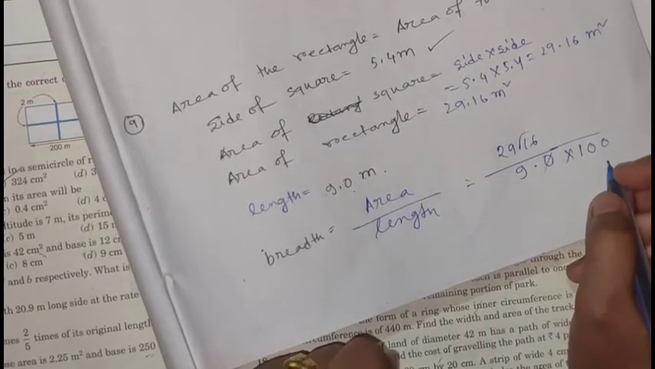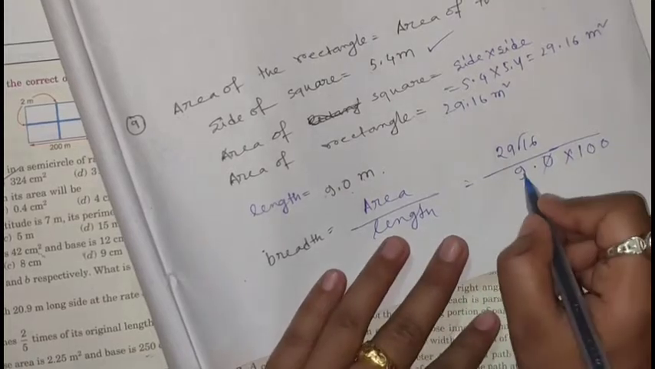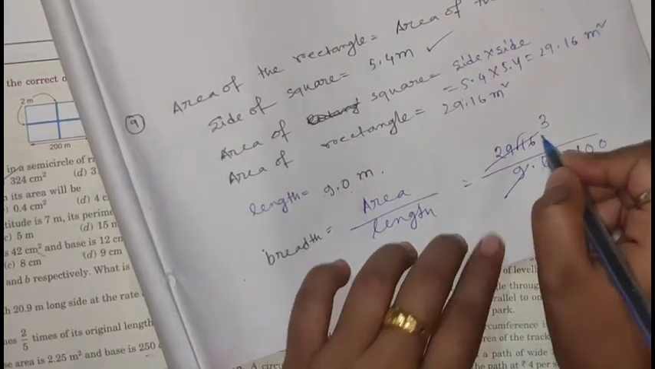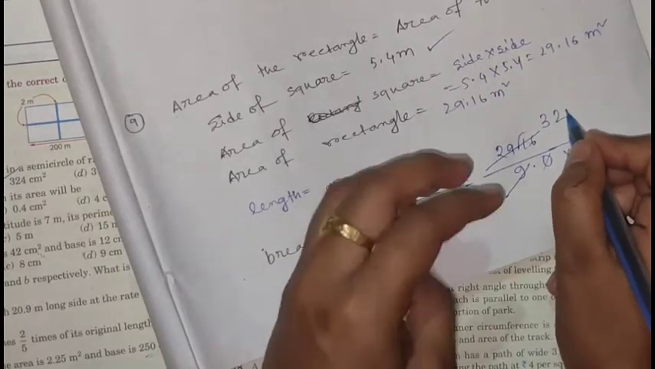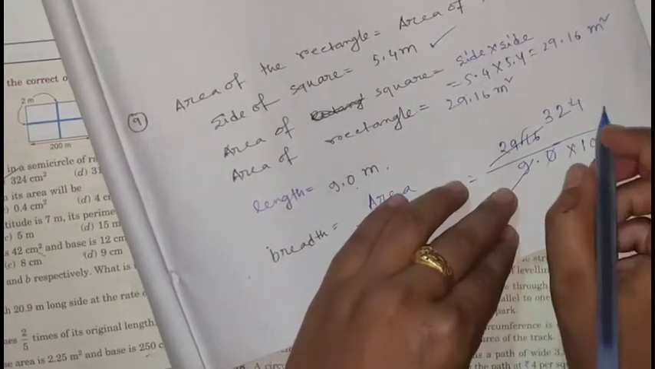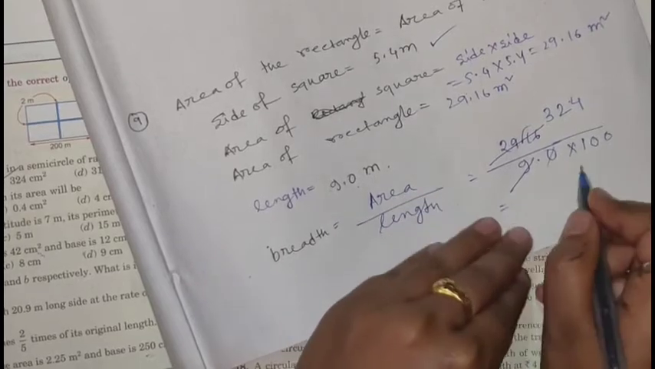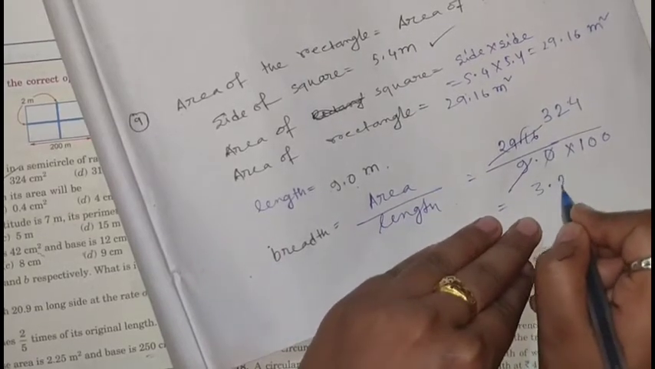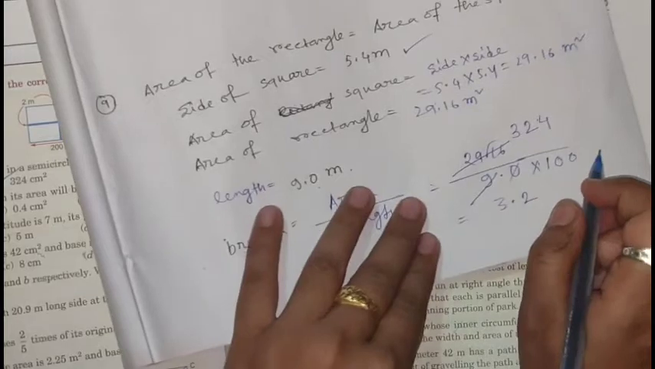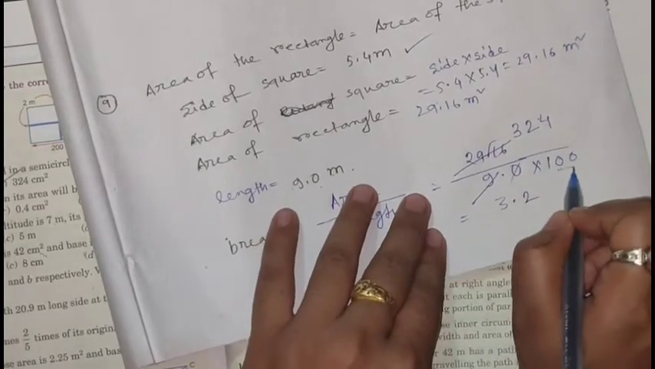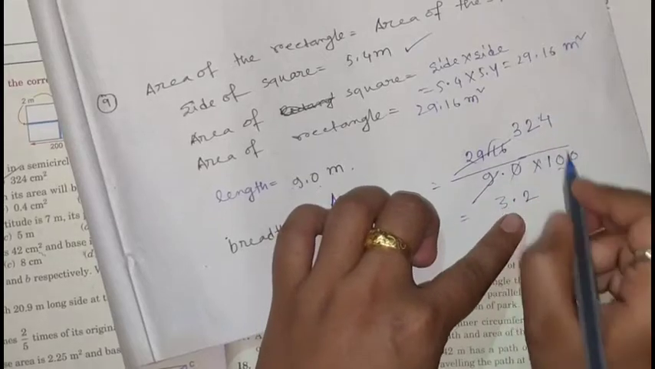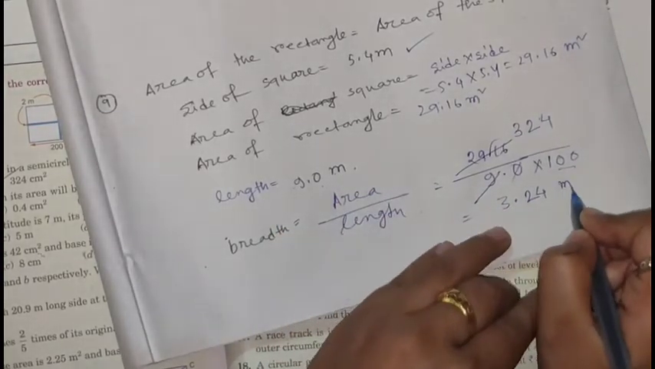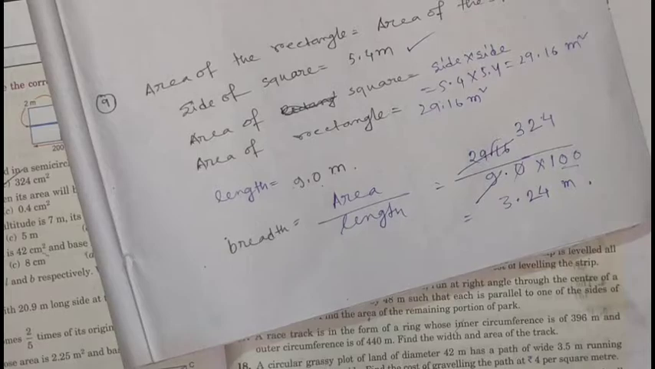Okay, so 9 3 is 27, 21, 9 2 is 18, 30, 9 4 is 36. So 324 divided by 100. In the denominator 100 there are 2 zeros, so the decimal will move 2 places to the left. So 3.24 meter, this will be the breadth of the rectangle.